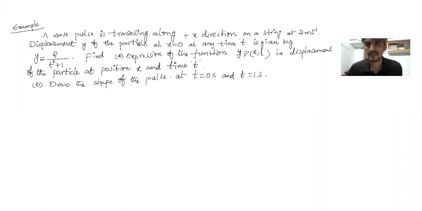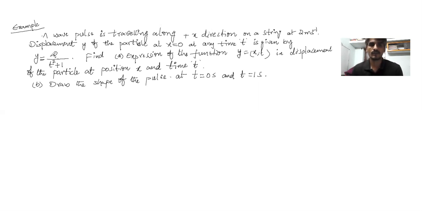Right now, see here this example, a wave pulse is traveling along positive x direction. Now a pulse is generated and is going along positive x direction on a string at 2 meters per second. Displacement y of the particle at x is equal to 0 at any time t is given by y is equal to 2 by t square plus 1. See, I have already told you that y will be in the form of, in a general equation, that is a by b plus x plus r minus vt whole square, right?